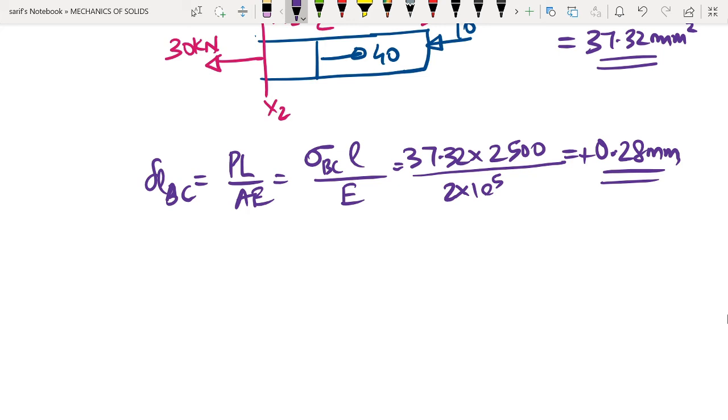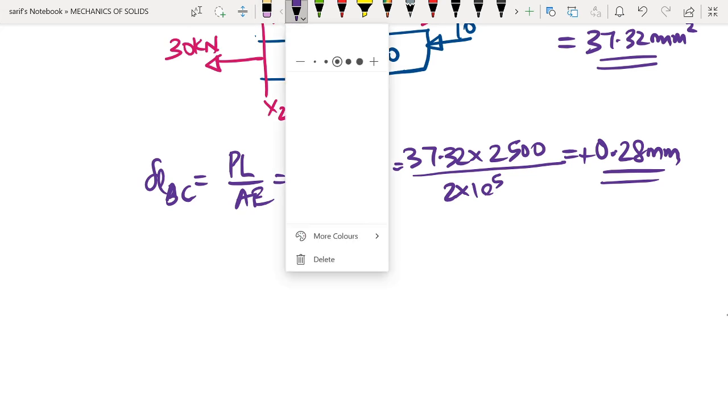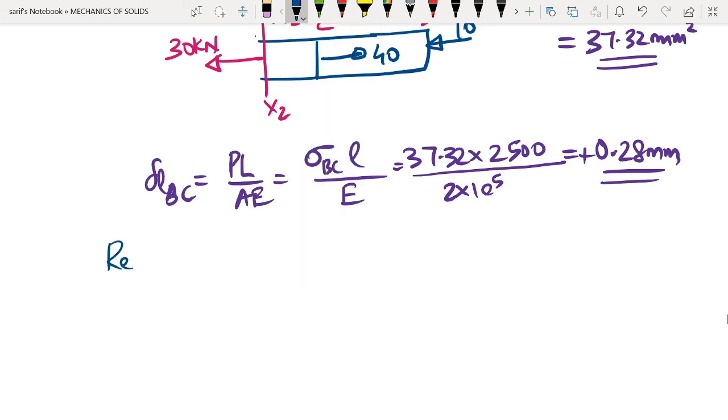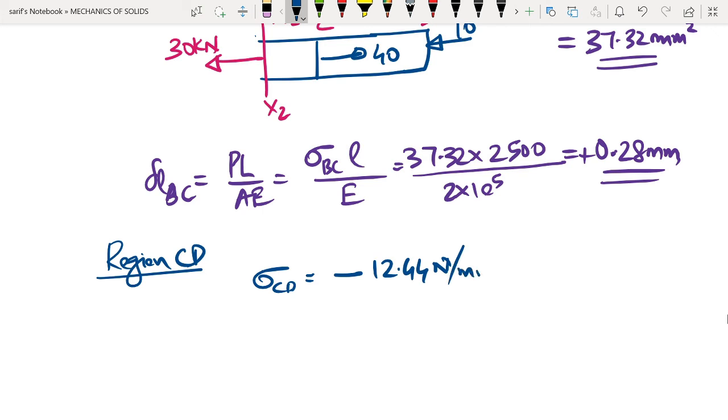Similarly, we can find the stress as well as the elongation for the region CD. I will leave it as an exercise for you to do. The answer for the region CD: the stress will be compressive in nature, minus 12.44 Newton per mm square, and the elongation of the region CD again will be negative, 0.078 mm.